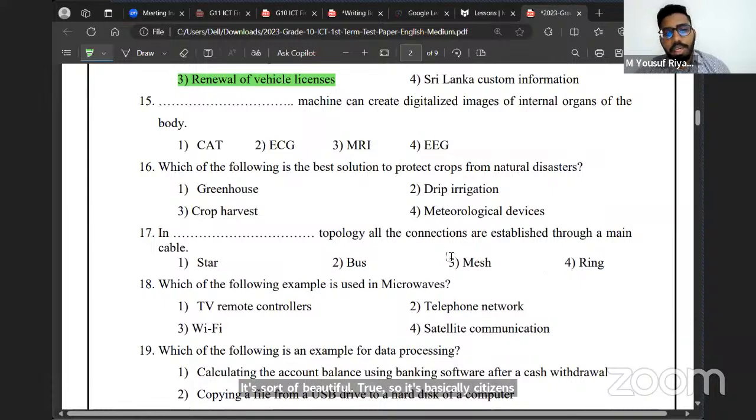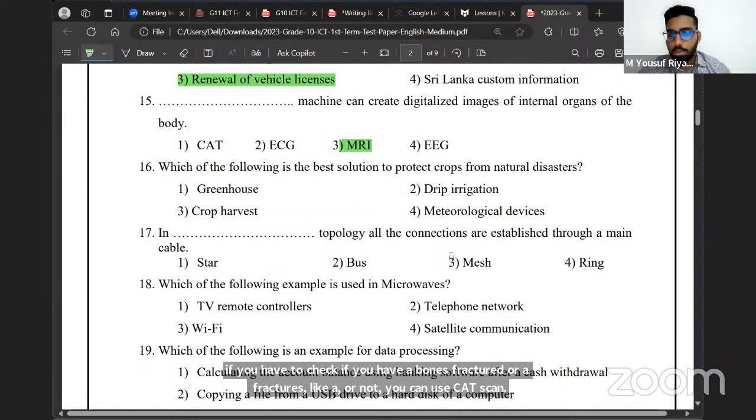Right, the next one. Which machine can create digitalized images of internal organs of the body? CAT and MRI can both be used to scan the body, but MRI is mainly used to create the digital image of the internal organs because MRI is clearer than CAT. When you do a CT scan, normally if you have to check for fractured bones, we can use a CAT scan. But if you want to check organs, nerves, all those things, MRI is more suitable.